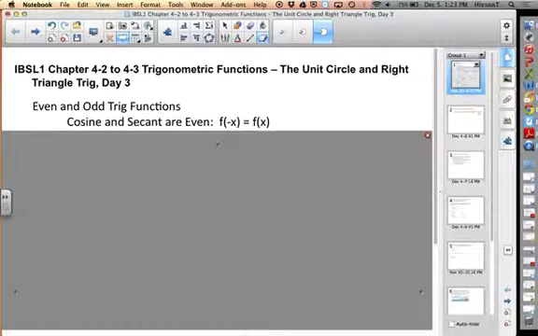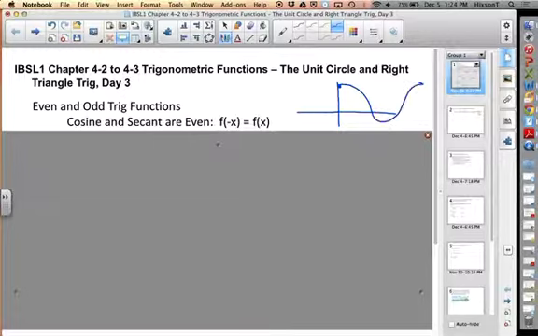Does anyone remember what that looked like when you graph it? She was saying it looked like a V. Now, absolute value was like this. Absolute value functions are even. If you remember, cosine looked like this. On the other side, it would look like this. The secant goes from negative 1 up.